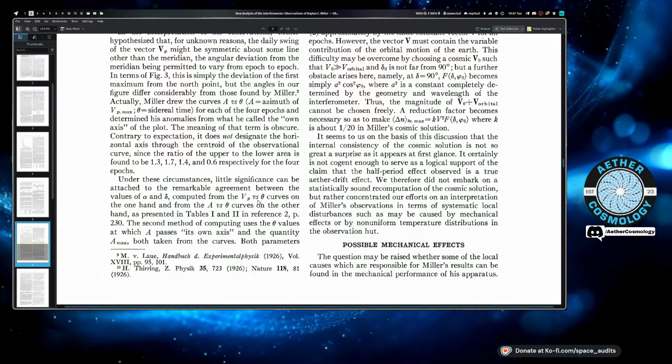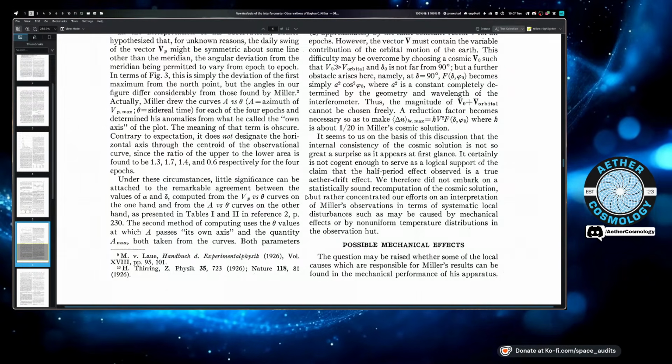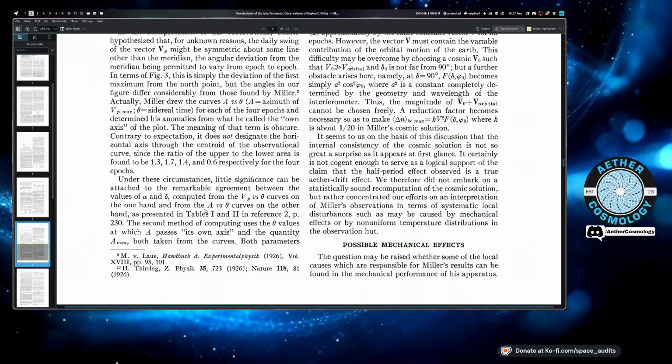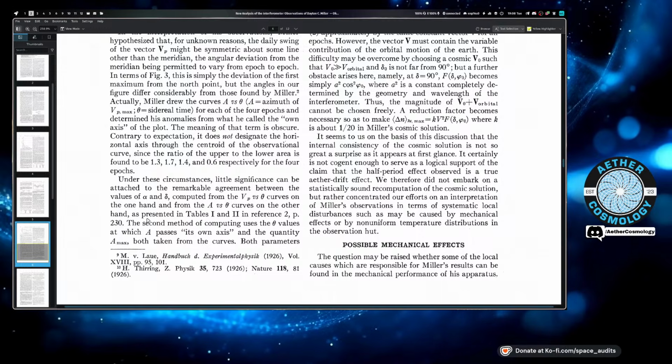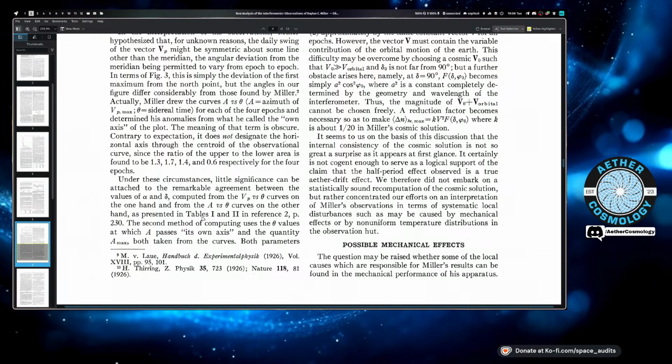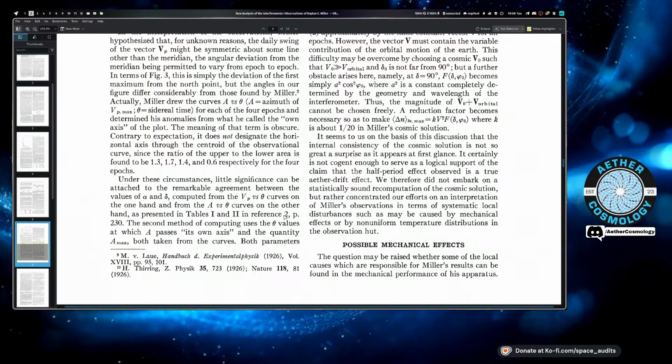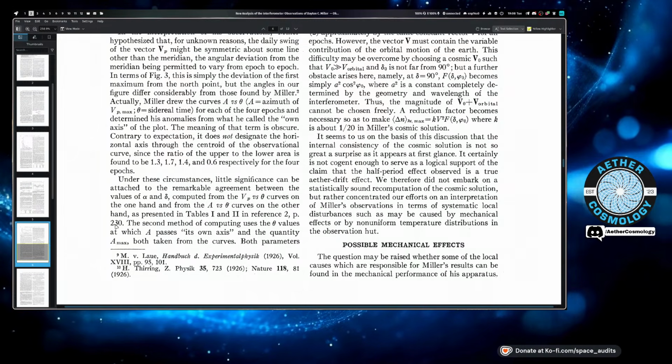v sub p versus the theta curves on the one hand, and from A versus theta curves on the other hand, as presented in tables 1 and 2.